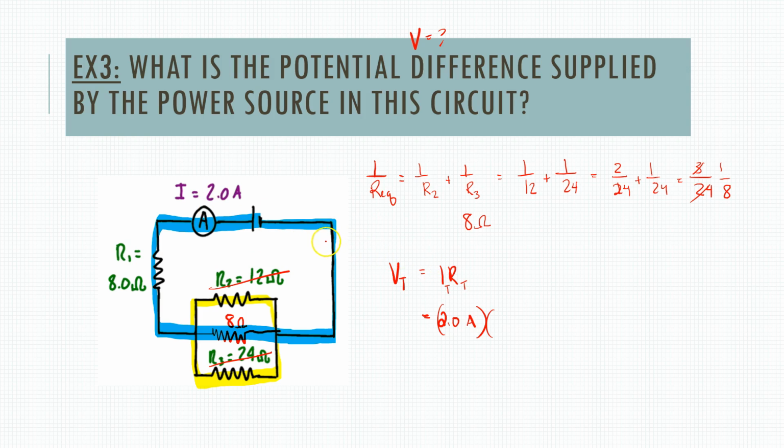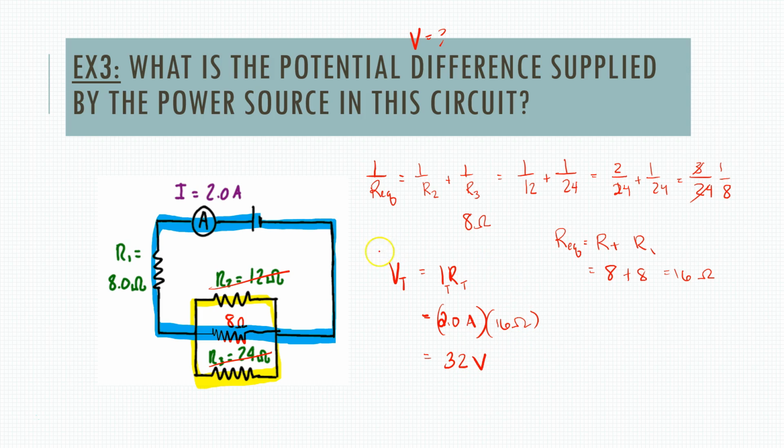Now my total resistance, or the equivalent resistance in a series circuit, is all of the resistances added together. Your REQ is going to be R of this red thing plus R1. So what is that? That is 8 plus 8. That is 16 ohms. So 16 ohms is going to go right there. What's 2 times 16? It's 32. So our answer is going to be 32 volts.